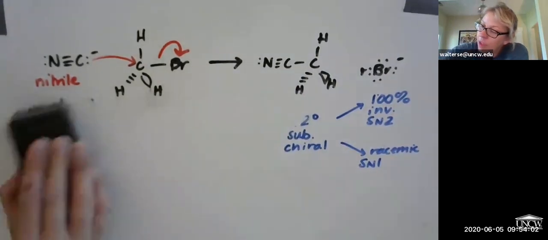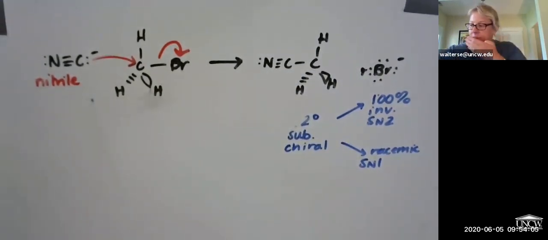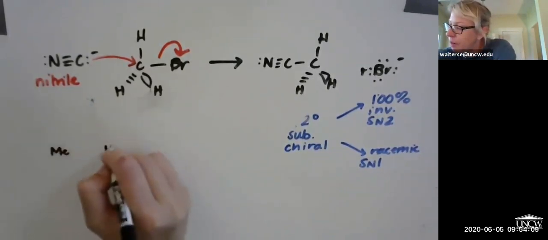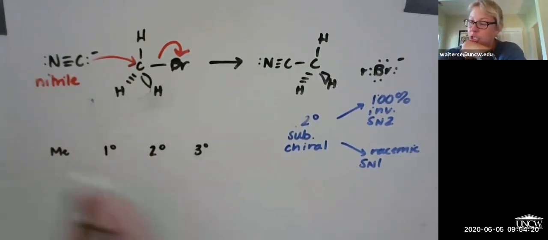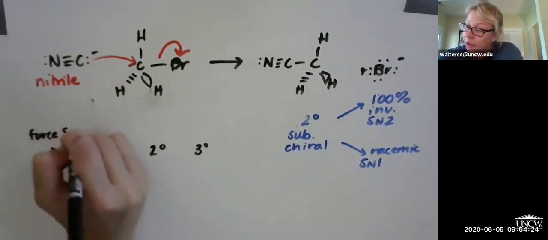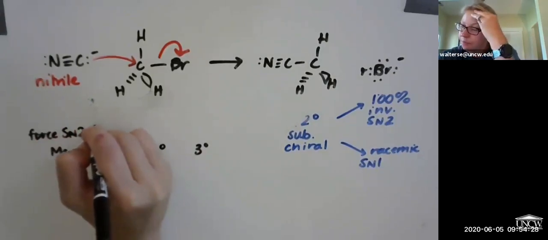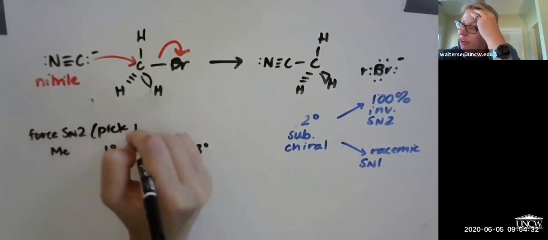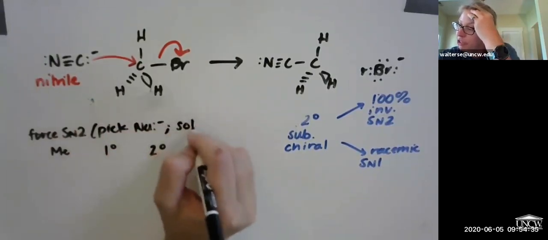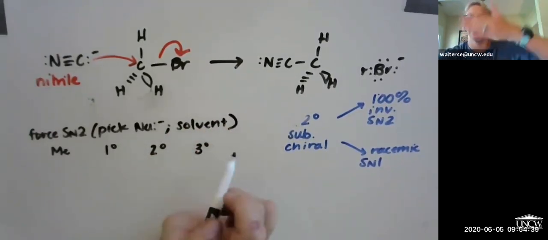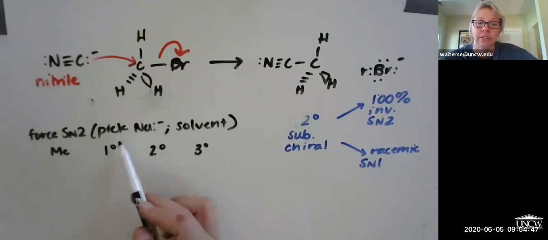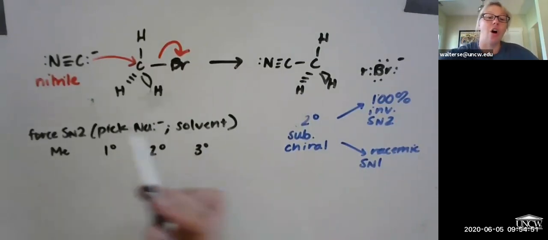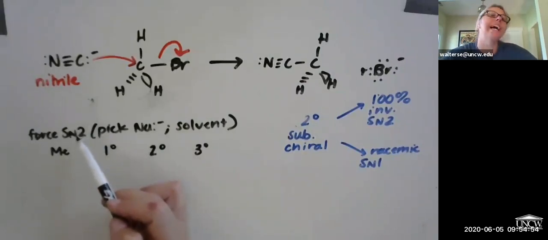So, for example, if we have a methyl substrate, primary, secondary, tertiary, and we set our conditions so that we are forcing SN2, and you can do that. You can force SN2 by how you pick your nucleophile and how you pick your solvent, which we're getting to, but just believe me right now that I can pick a nucleophile and a specific solvent so that the only mechanism that is possible would be SN2.